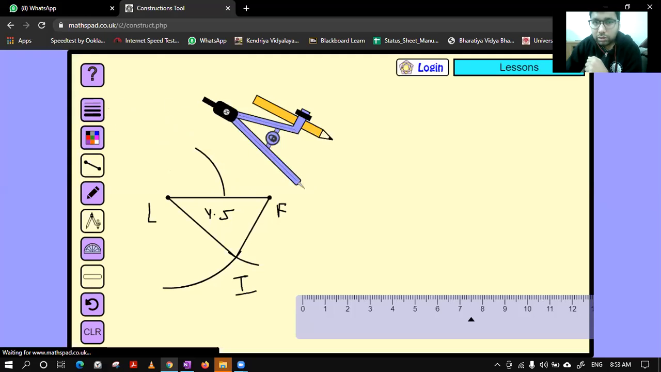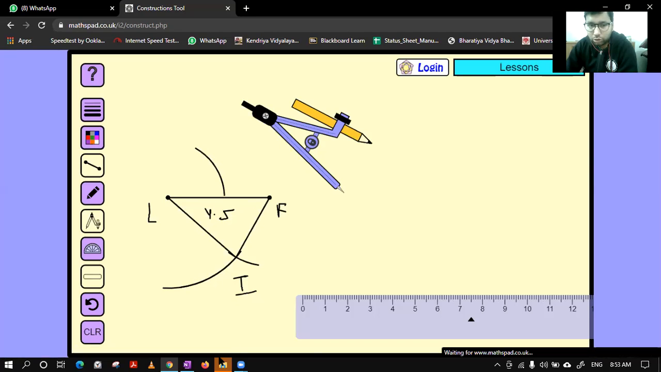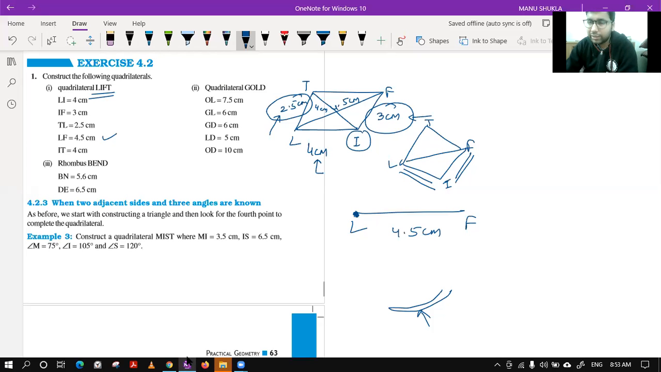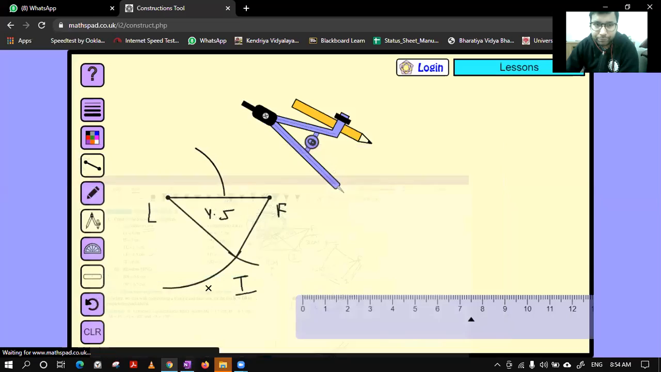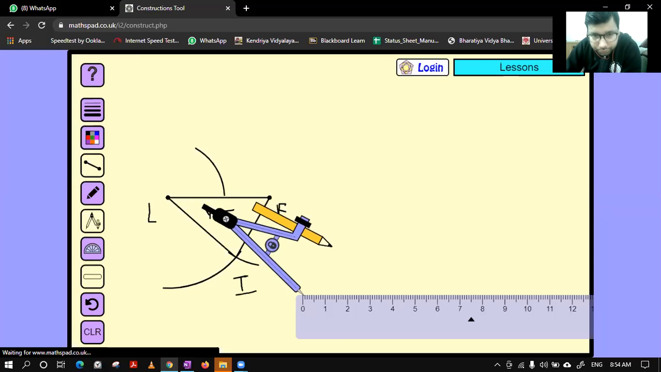Now we want the last vertex. For the last vertex, we don't know the length of FT. We don't know FT. We know only one thing which is left, that is IT. We know it is of 4 centimeter. So maybe this IT will help us to obtain the point T. So this IT, which is of 4 centimeter, will help us to obtain the point. Let's see how it gives.